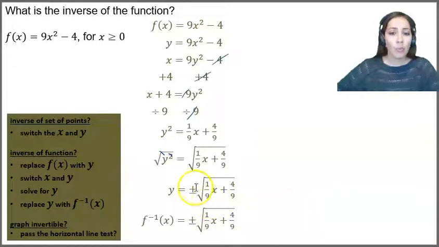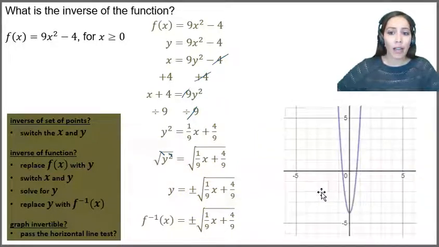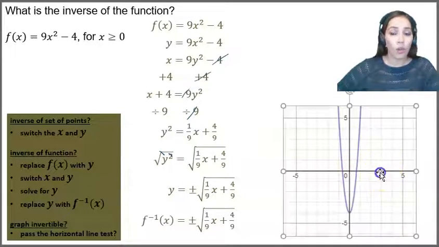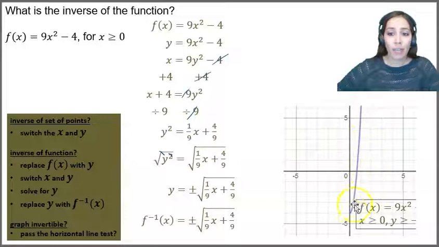So which one is it? Do we want the positive or the negative? For this, what you would have to do is look at the graph. So this is a graph of 9x squared minus 4. But because we're looking for the domain restriction of only when x is greater than or equal to 0, when we're talking about x's, we are talking about the horizontal. X greater than 0 is right here. So everything to the right of this is the part we are looking for. So I'm going to go ahead and just draw that part there. That is when f of x equals 9x squared minus 4 when x is greater than or equal to 0.